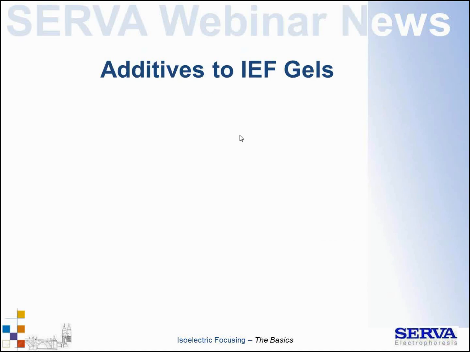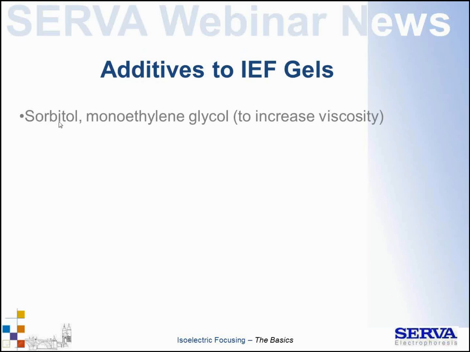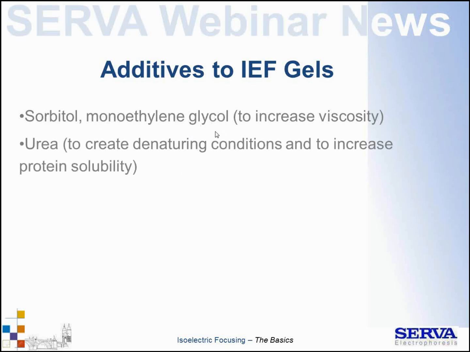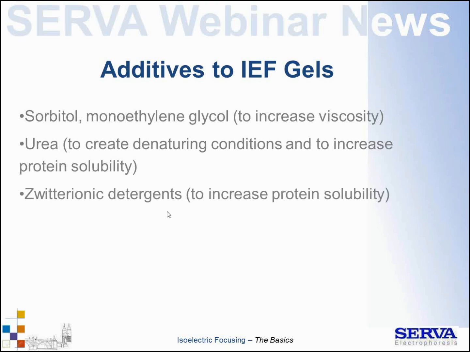You can add some stuff to the gels. For instance, to the agarose gels, people were always adding some sorbitol to have higher viscosity in the gel and to keep the water back from the electroendosmosis, or monoethylene glycol, or both as a mixture to increase the viscosity. Sometimes people use urea in the gels for creating denaturing conditions, increase protein solubility, and avoid aggregation and complex building of proteins. But urea you can only use in polyacrylamide gels.